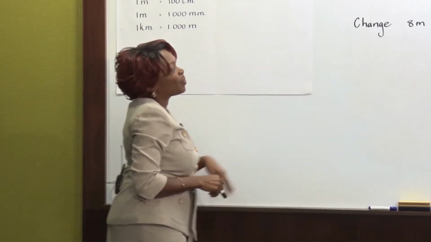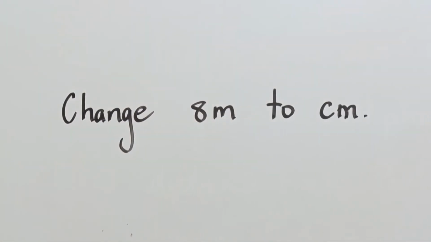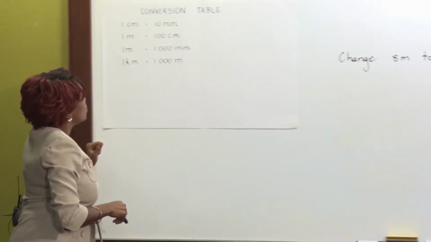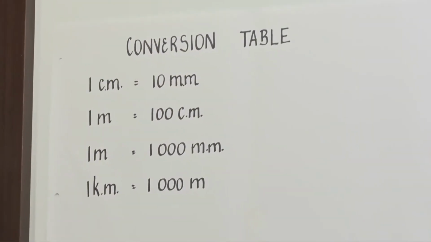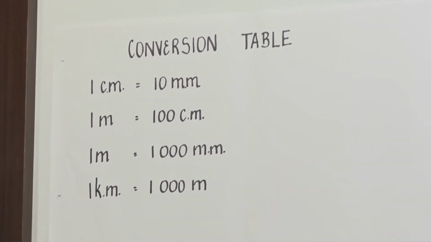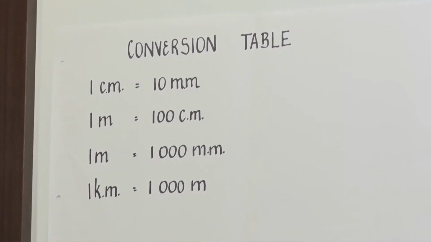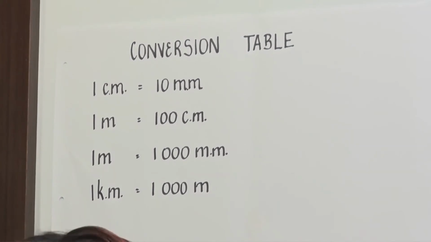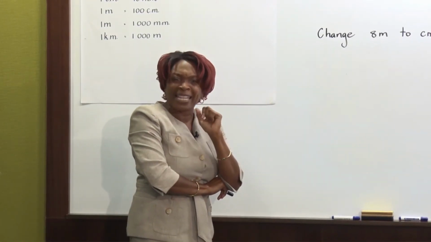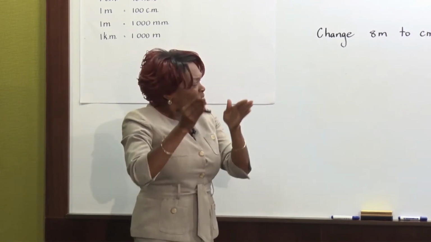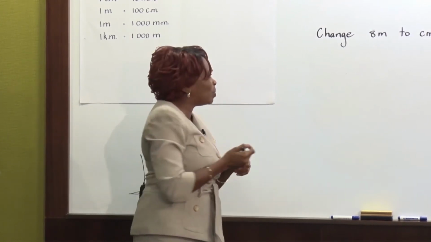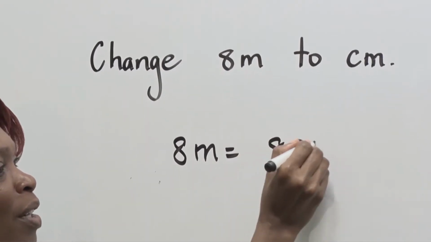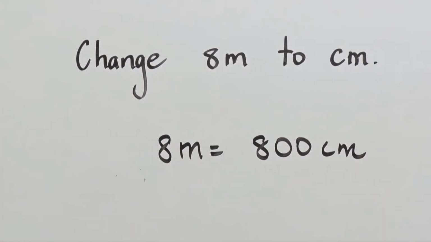Read with me now. Change 8 meters to centimeters. Let's go back to the table. 1 meter is equal to 100 centimeters. So if 1 meter is equal to 100 centimeters, can we not assume or say that 8 meters will be 800 centimeters? 8 times 100. 8 meters is equal to 800 centimeters. Are you with me now?